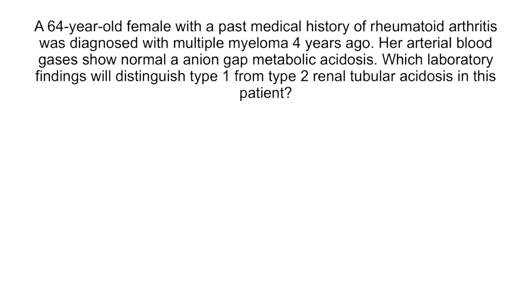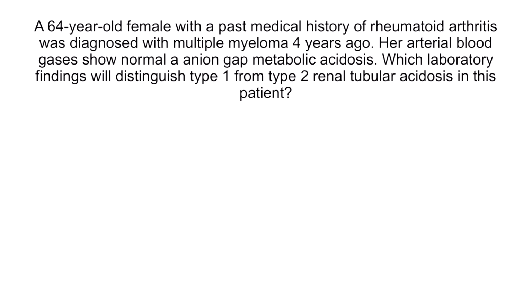All right, let's try another question. A 64-year-old female with a past medical history of rheumatoid arthritis was diagnosed with multiple myeloma 4 years ago. Her arterial blood gases show a normal anion gap metabolic acidosis. Which laboratory findings will distinguish type 1 from type 2 renal tubular acidosis in this patient?